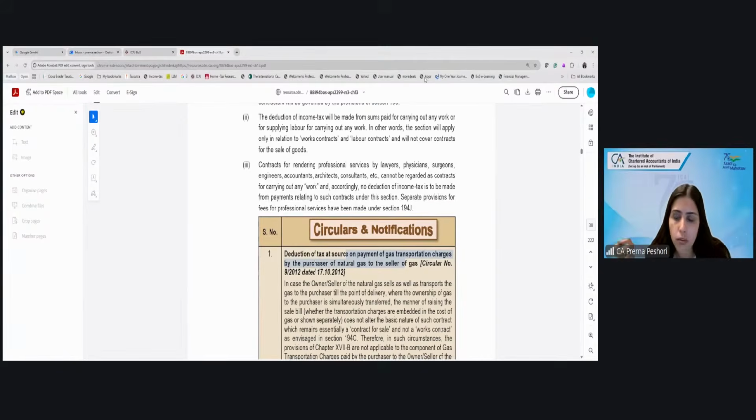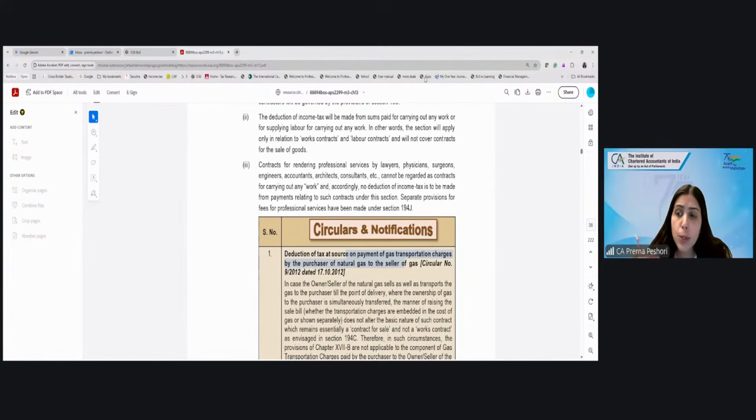Now this entire contract, even though it includes the transportation, is a contract of sale, because the liability to protect the goods, to protect the gas, is with the seller, because he is responsible to deliver this in proper condition till the factory of the purchaser. This is not a works contract, and therefore the TDS is not applicable on the gas transportation charges paid by the purchaser to the seller of the gas.